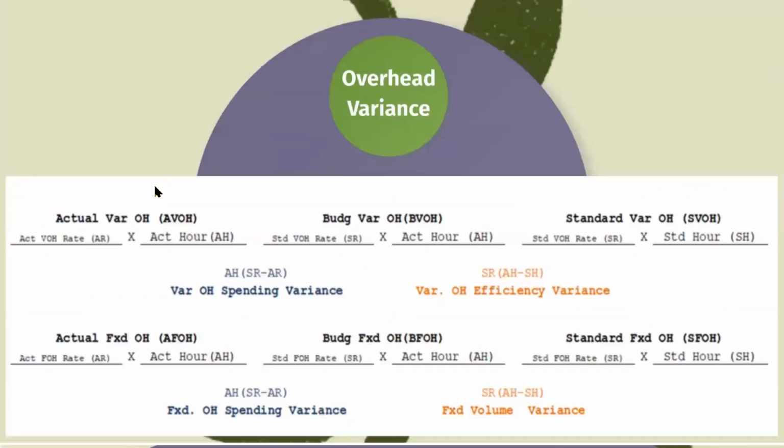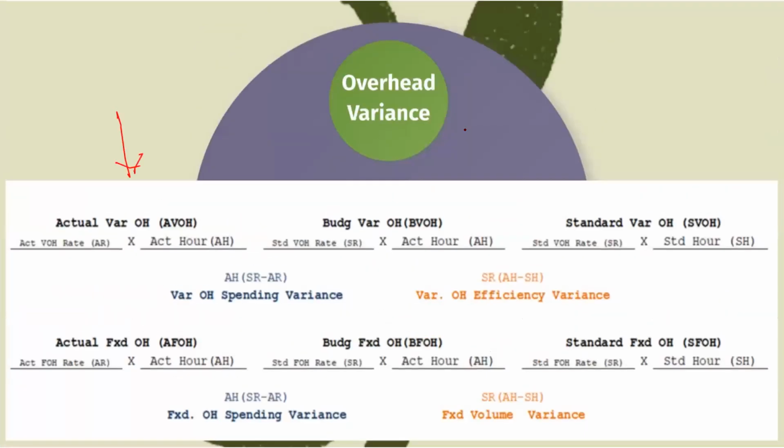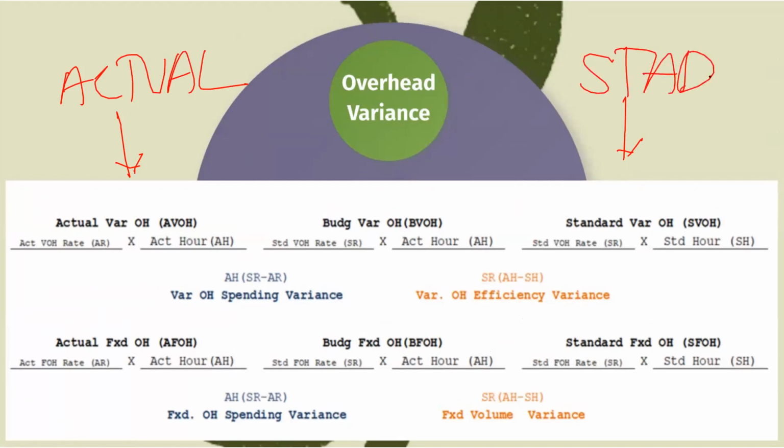Where is that here? It is this portion versus this portion. The whole of this is the whole actual and this is the whole standard. Now, what do you call this? This is your actual. This is your standard. And this is your budget. Yung nasa gitna is budget. Now, let me emphasize budgeted fixed.